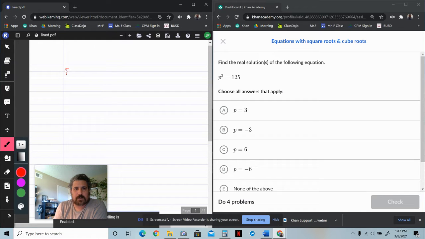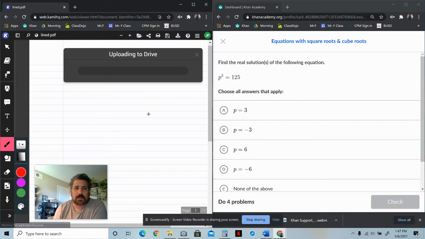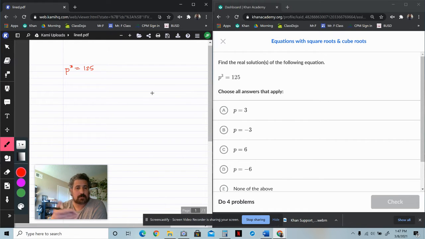So the first problem is p to the third power is equal to 125. Now remember, the cardinal rule of solving any equation is whatever you do to one side, you've got to do to the other, right? So if you want to figure out the value of p, you've got to get p all by itself. Well, how do you undo to the third power? The way you undo this exponent of 3 is that you take the cube root. So you would take the cube root of both sides.